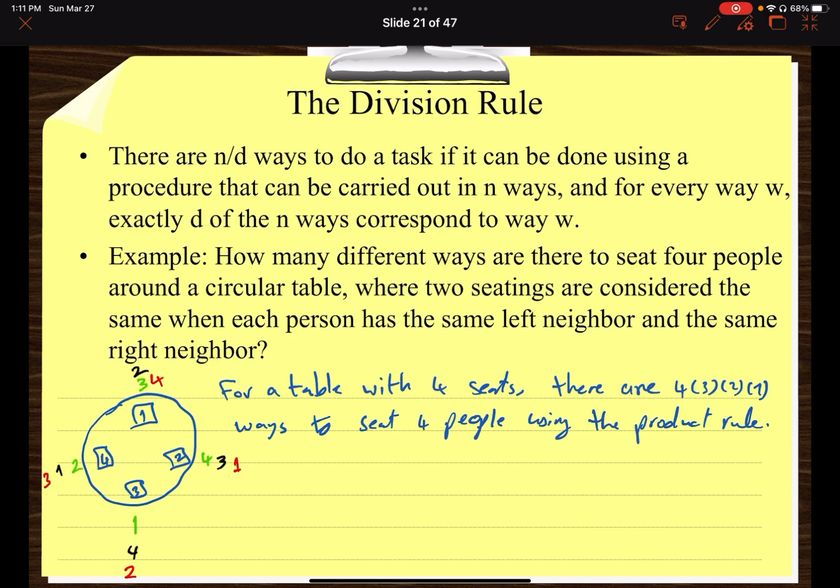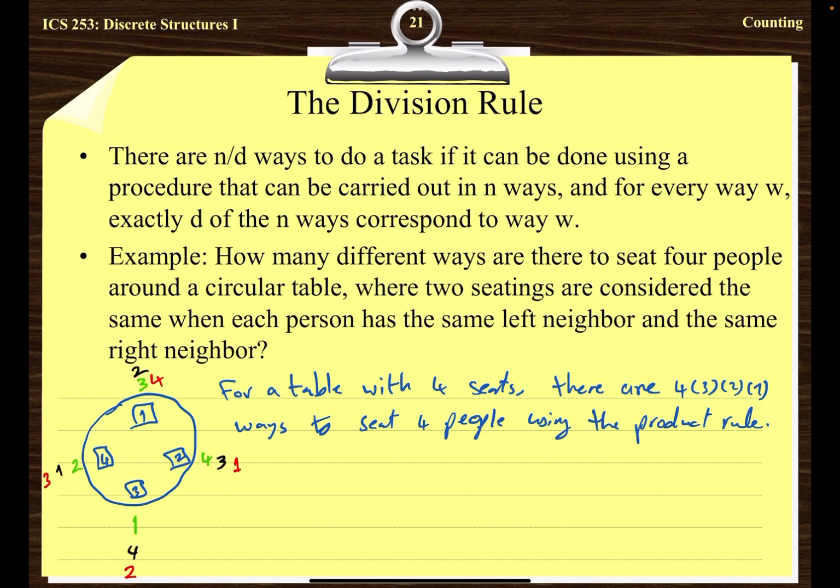Where did you get 24 from? I had a 24: 4 times 3 times 2 times 1. We got it in the beginning. Okay? We got it in the beginning.